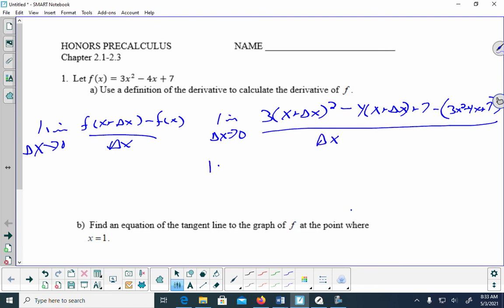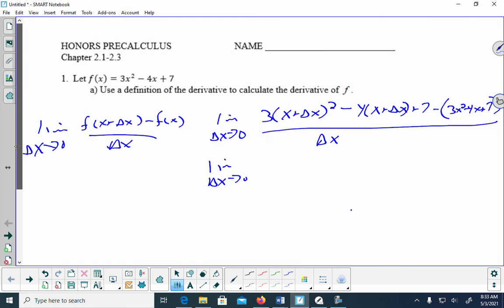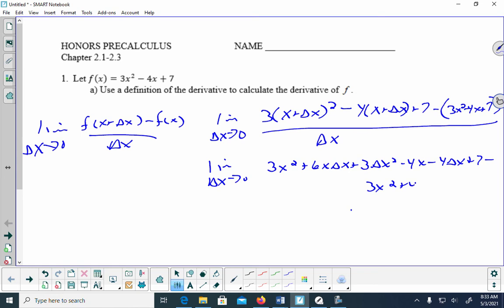Remember, you must write the limit as delta x approaches 0 up until the last step when you actually substitute in delta x, or 0 for delta x. So I am going to square this and distribute the 3 at the same time. So I'm going to have 3x squared plus 6x delta x plus 3 delta x squared minus 4x minus 4 delta x plus 7, and then minus 3x squared plus 4x minus 7 when I distribute that negative sign, all over delta x.